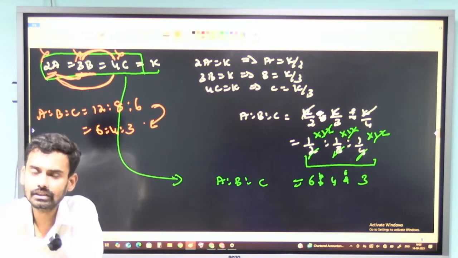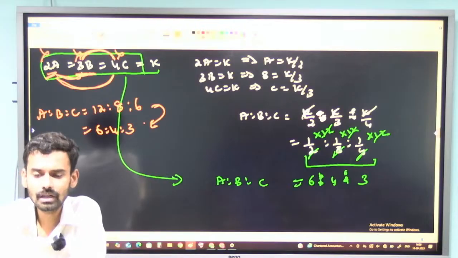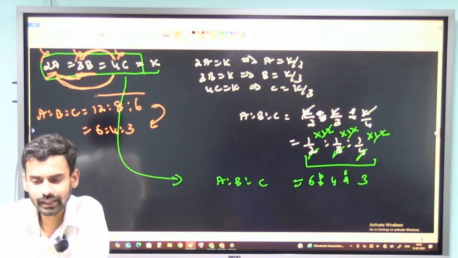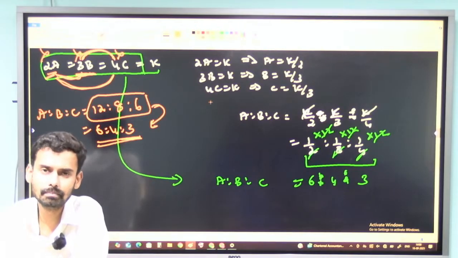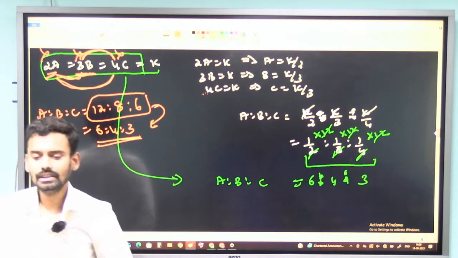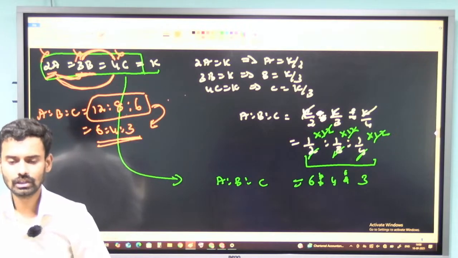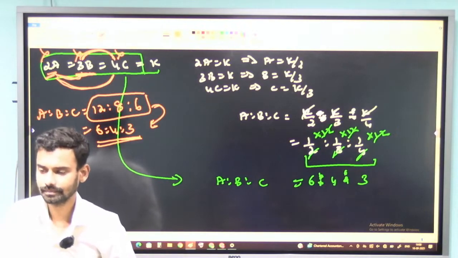As we know, a ratio should always be in the simplest form. We should not leave the ratio as 12 is to 8 is to 6. It should be simplified further until it is reduced to the simplest form. So this is the second method of finding the ratios.